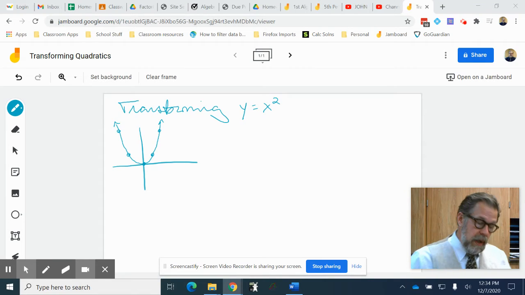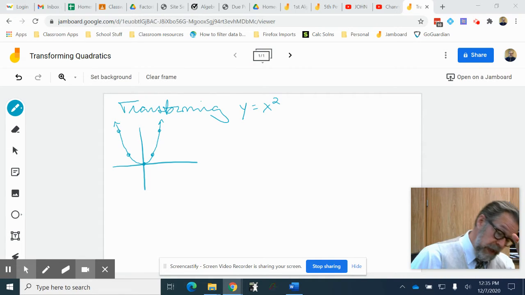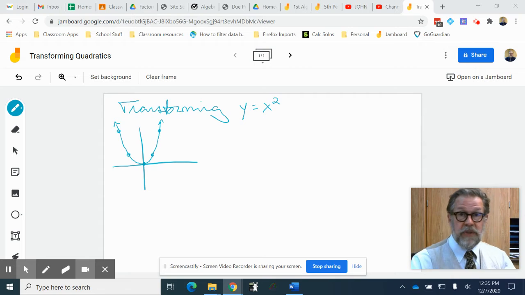All right, this quick video is going to be about transforming quadratics: horizontal shifts, vertical shifts, stretch, compress, reflections, that kind of thing. I'm going to start with quadratics, which will lead us into other functions, but this is sort of the most basic one. We'll be looking at the parent graph y equals x squared. The most simplified version of an equation is called the parent graph.